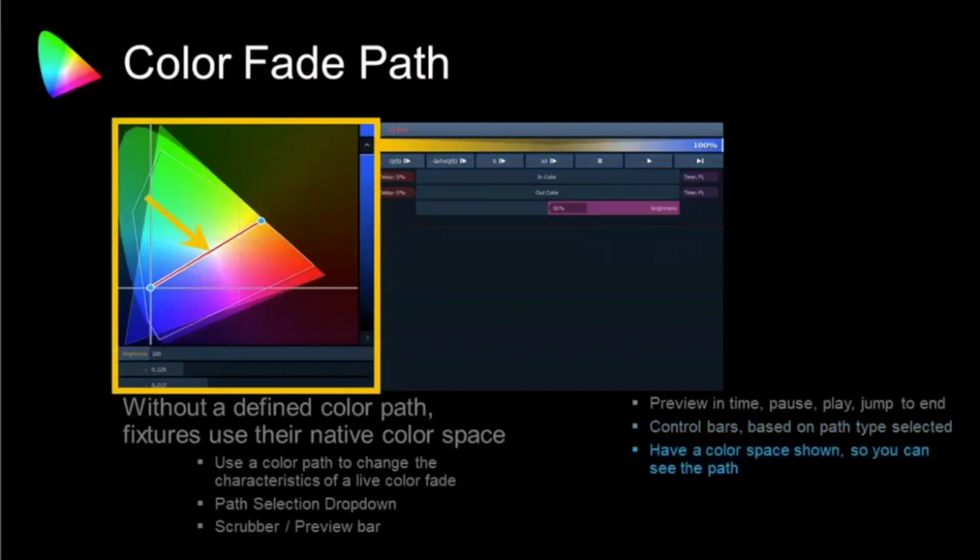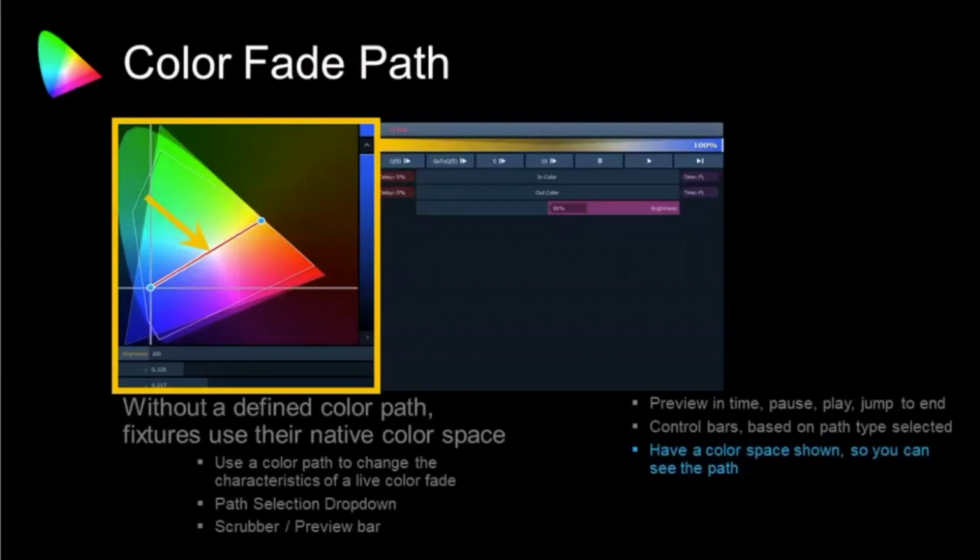The other thing that's nice that isn't a part of the fade path tool directly, but is really nice to have, is having a color space. So I have the CIE color space here, but we will show you when you have channels selected, if there's a path assigned to those channels, we're going to show you that path in the color space. So this is based on channel selection. So keep that in mind. If you have nothing selected, we're not going to show you anything in the space.